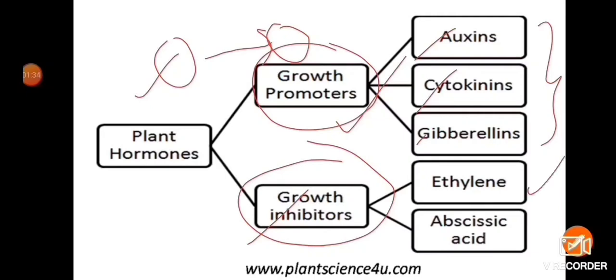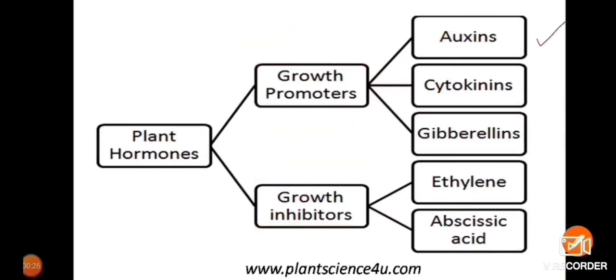Growth inhibitors: ethylene and abscisic acid. These two hormones are called growth inhibitors. They prevent the growth of the plant. You want to know why? Why it has to be done? Anyways, we'll discuss this one by one.